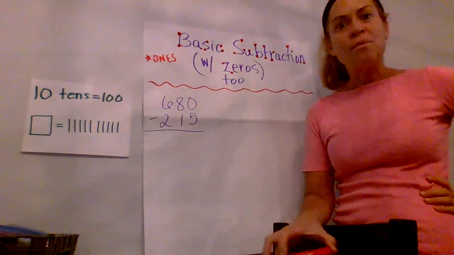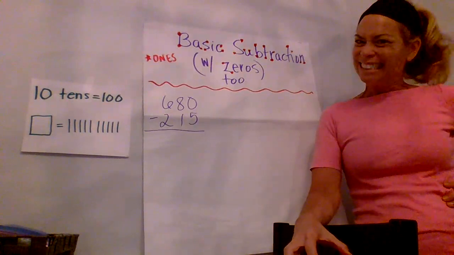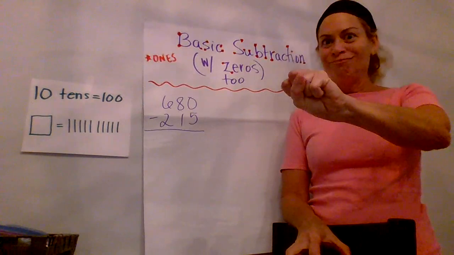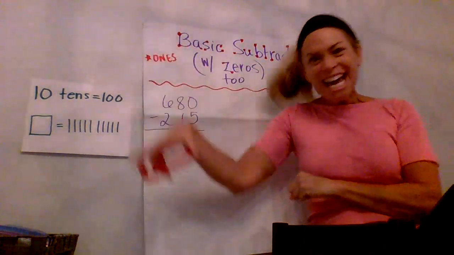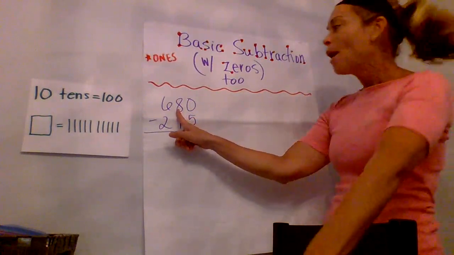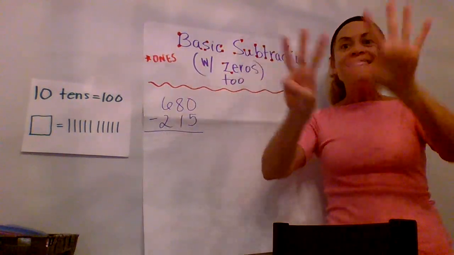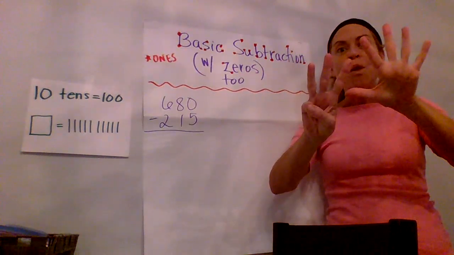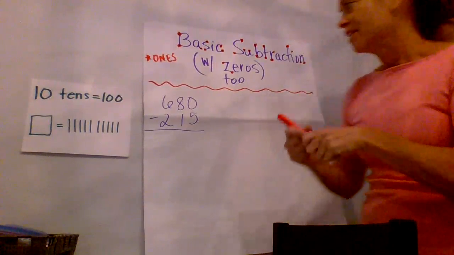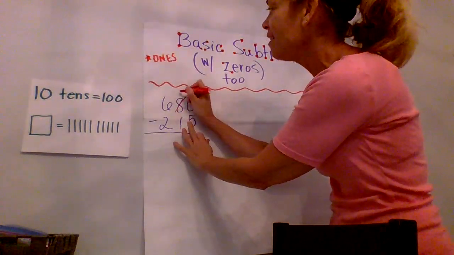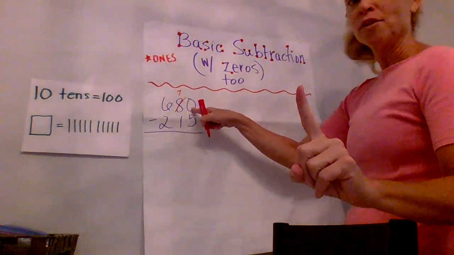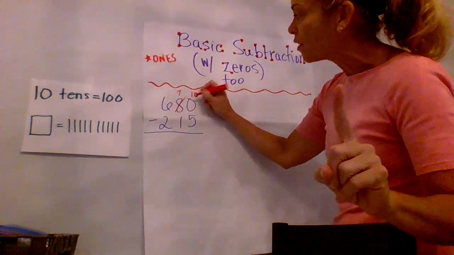0, take away 5. If I have 0, can I take away 5? Do you remember? Get a 10. We got to go over to the tens place and take a 10. Well, how many tens are there? Yes, there's 8. If I take 1 to bring it over to the ones place, what is left? 7. So I'm going to take a 10. I have 1 less 10. And the 1 ten I'm bringing over goes in front of this 0. So now I have 10.